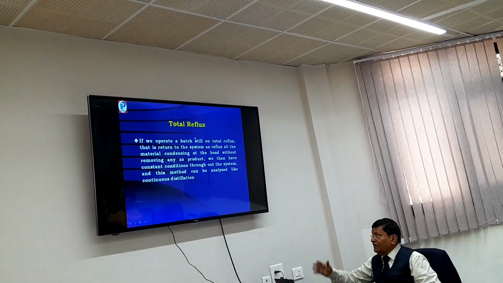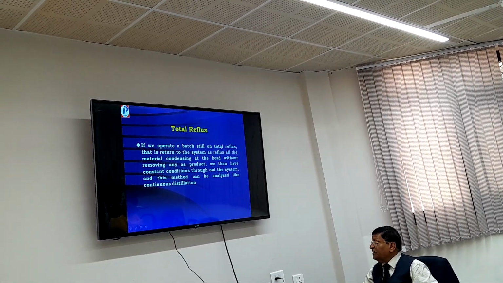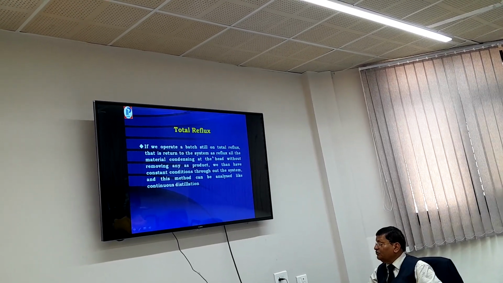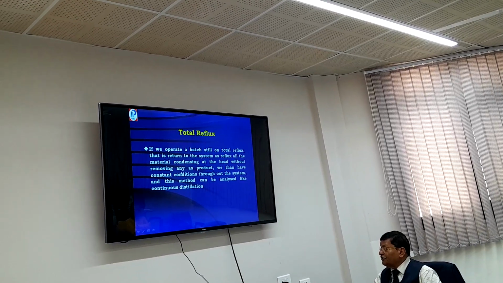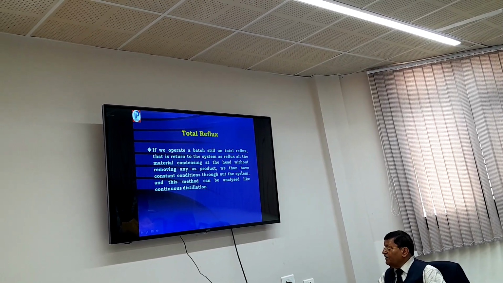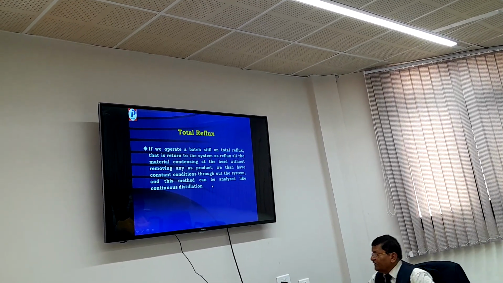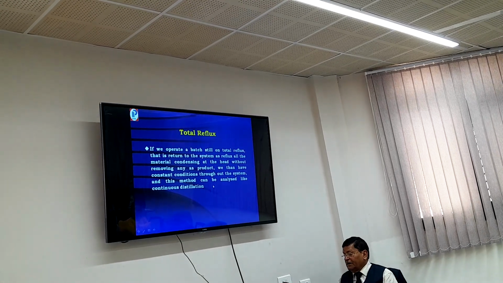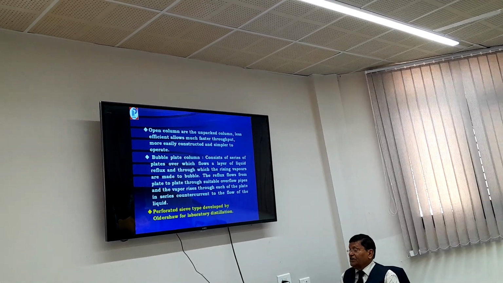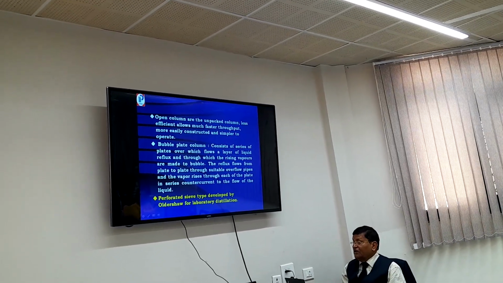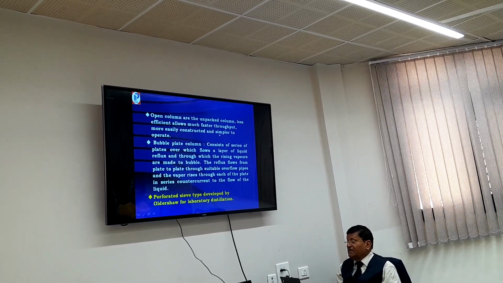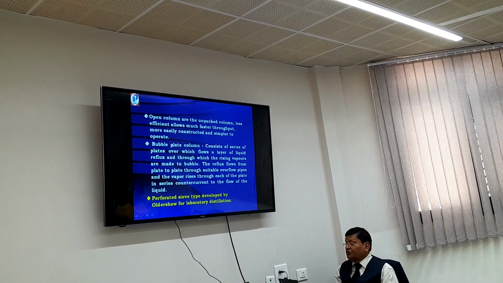Total reflux, I told, is to operate a batch still on total reflux, that is, returned to the system as reflux all the material condensing at the head without removing any product. So we have then constant conditions throughout the system, and now the method can be analyzed like continuous distillation. Open column or unpacked column is less efficient, allows much faster throughput, and is more easily constructed and simpler to operate.